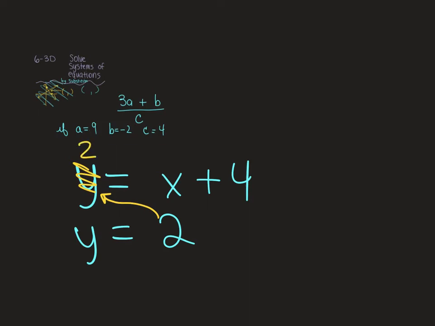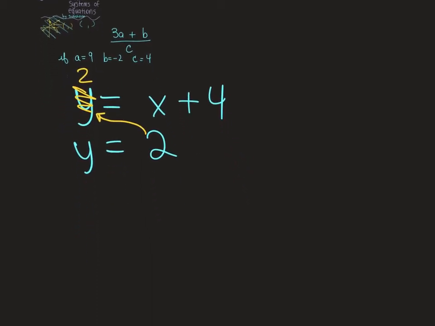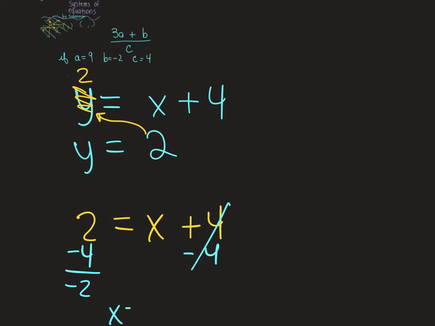So since y equals 2, I can replace this y with the actual number that it is. Y is equal to 2. So now 2 equals x plus 4. This ends up looking like an equation that we know how to solve. Minus 4, cross out, what's my answer? X is equal to -2. Yay! So am I done?